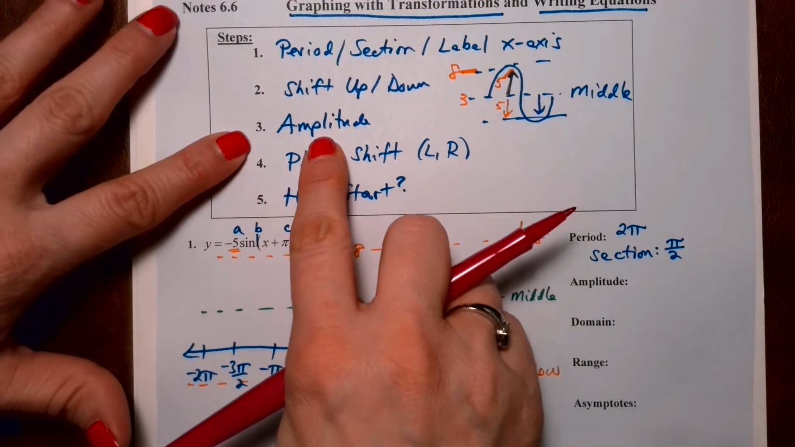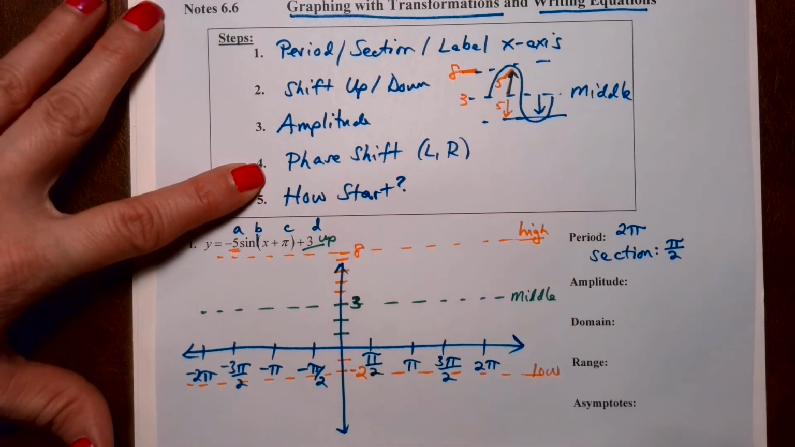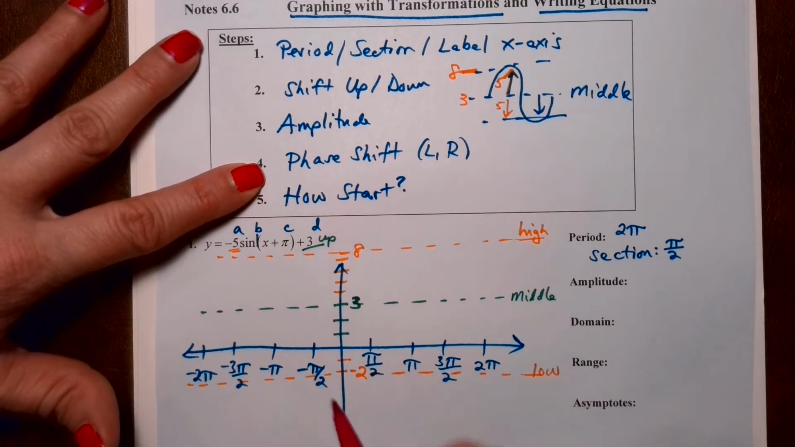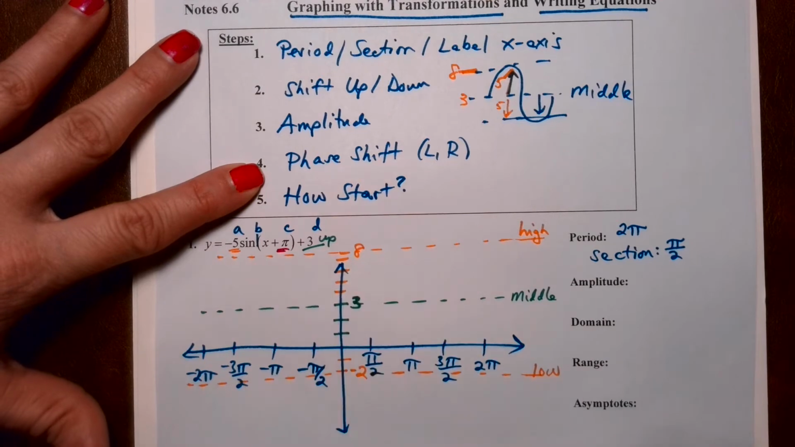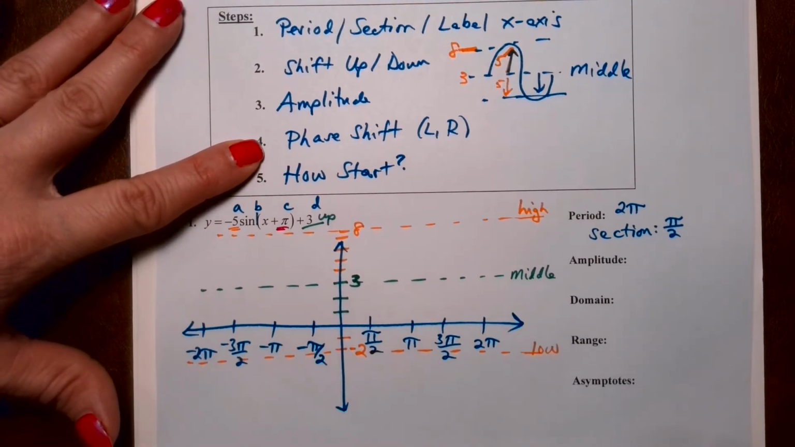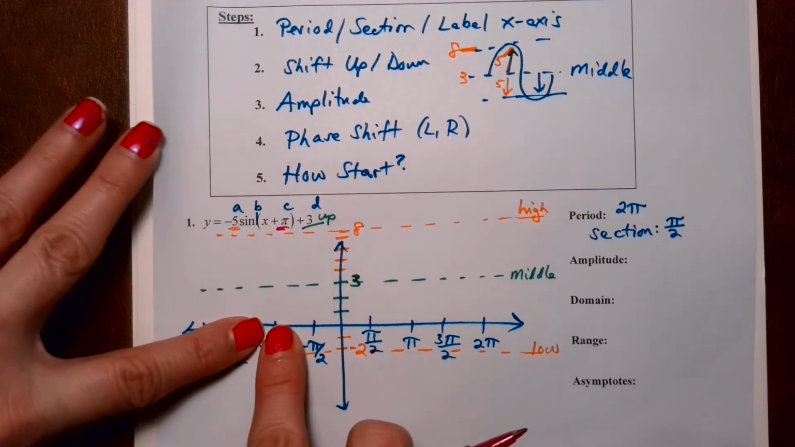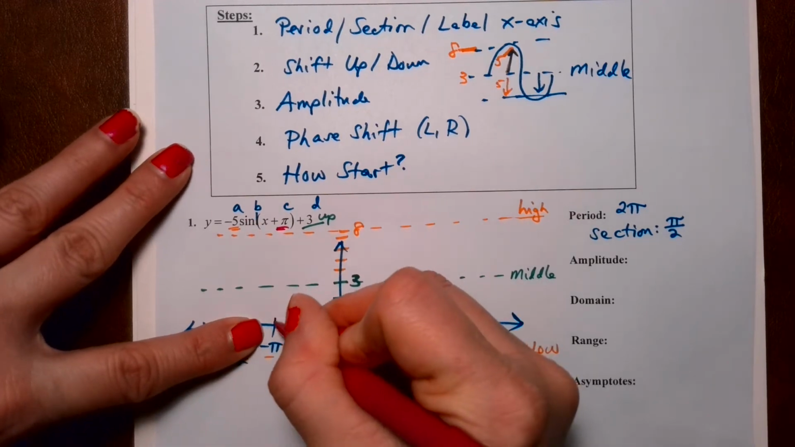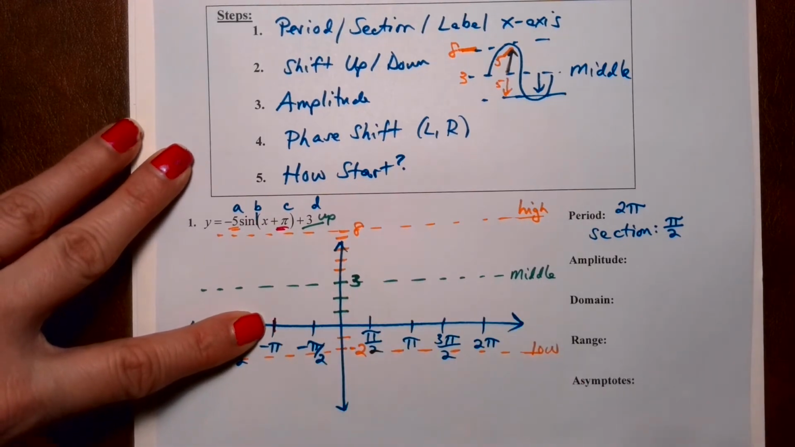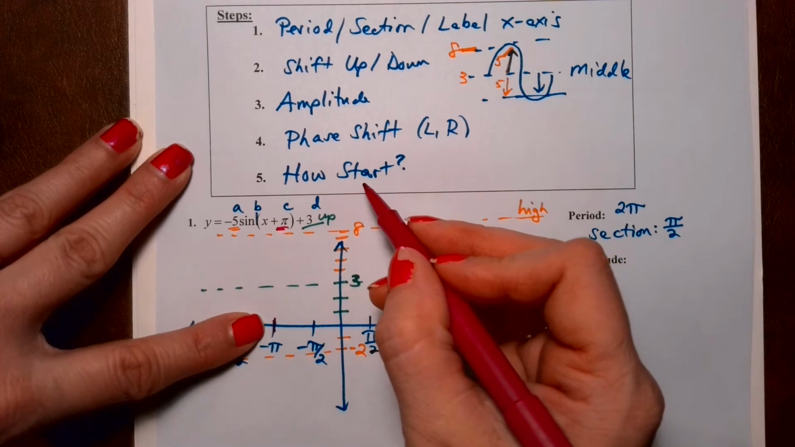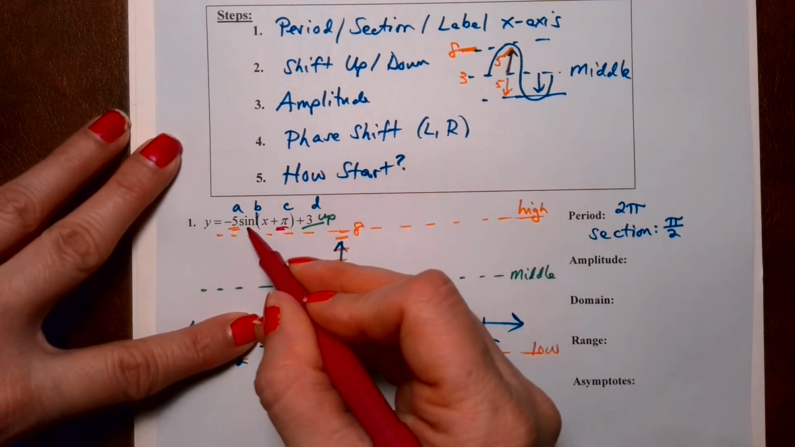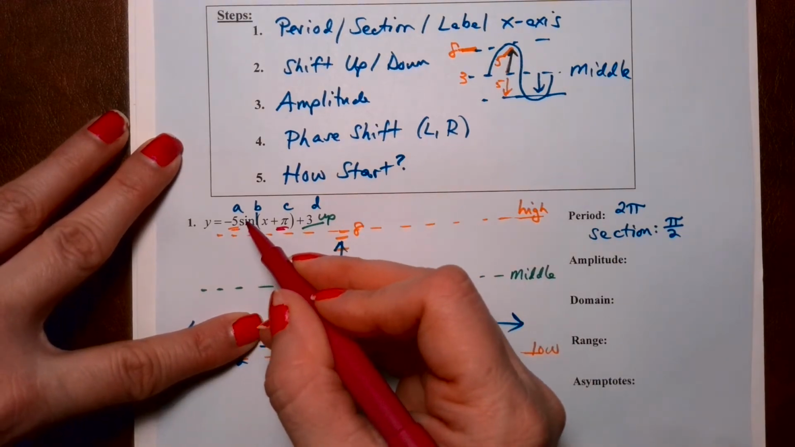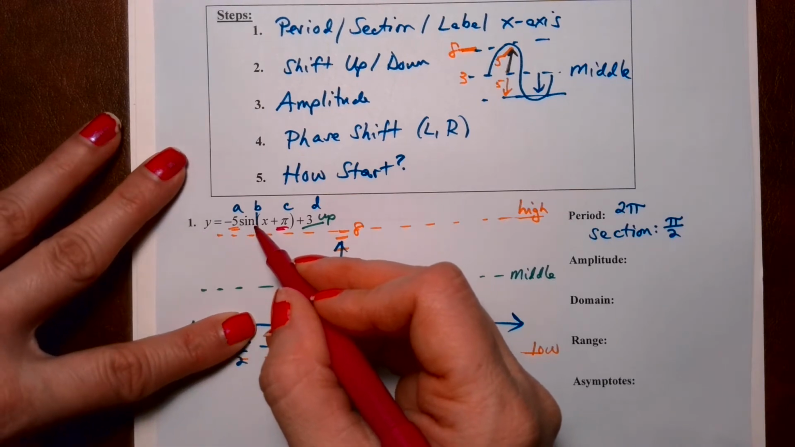Okay, we've got our amplitude. Let's do our phase shift. Does this graph shift left or right? It's going to shift left pi. It's going to shift left pi. So here's where I'm just going to put a little highlight on that value. And how does it start? How does the sine graph start? Well, sine always starts in the middle. Always starts in the middle.